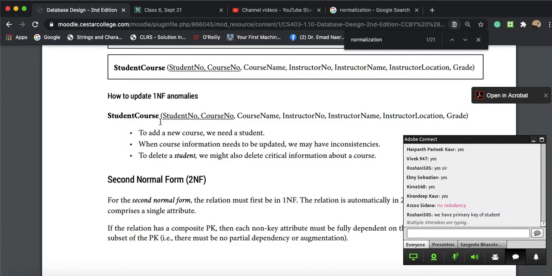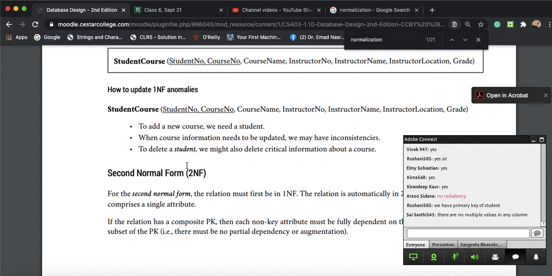No repeating, no repeating groups, no multiple values, yes. So we can know if the table is in the first normal form or not.